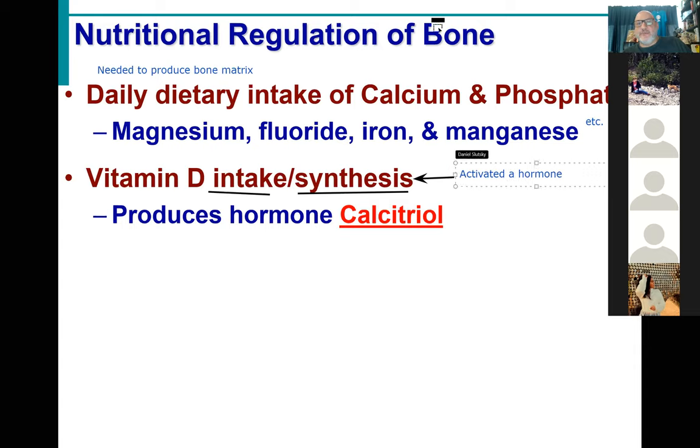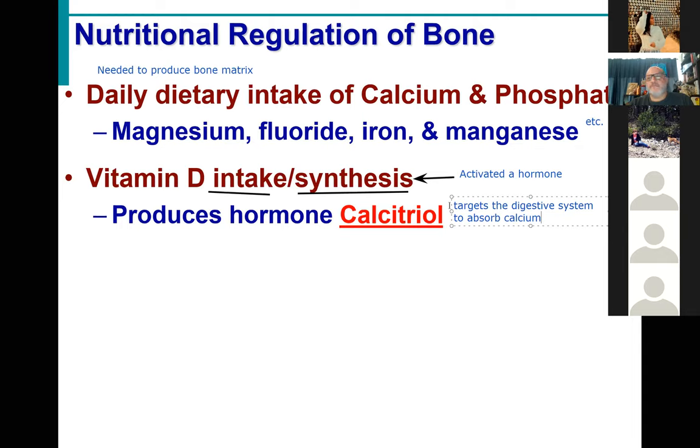Now, as we talked about originally in the integumentary system, this activated calcitriol targets the digestive system. And it tells the digestive system to absorb calcium. You can drink a whole cow's worth of milk. But remember, our digestive system is outside of the body. So we need to absorb it across the membrane of our stomach, across the membrane of our small intestine to get that calcium into our body. And calcitriol tells your digestive system to do that. If you don't have calcitriol, then you're not able to absorb a lot of calcium from the food and the drink that you ingest.